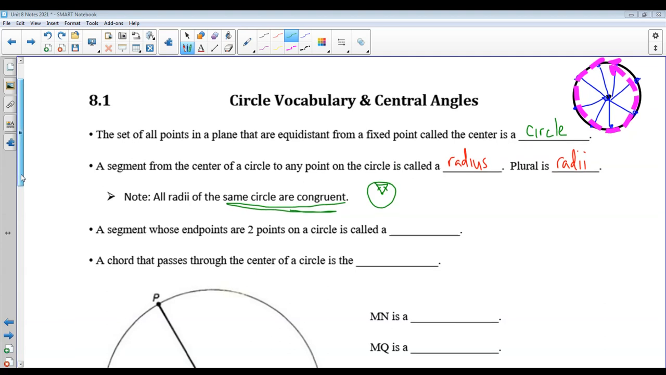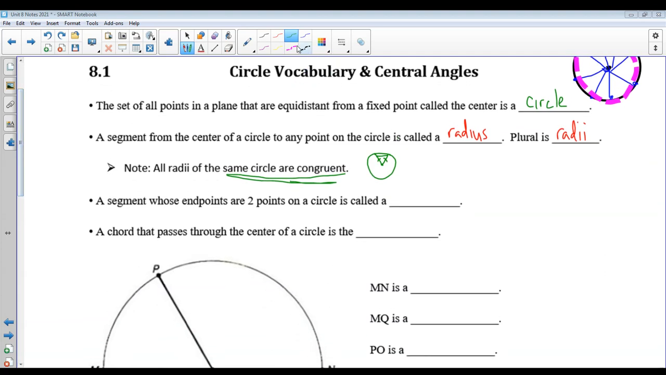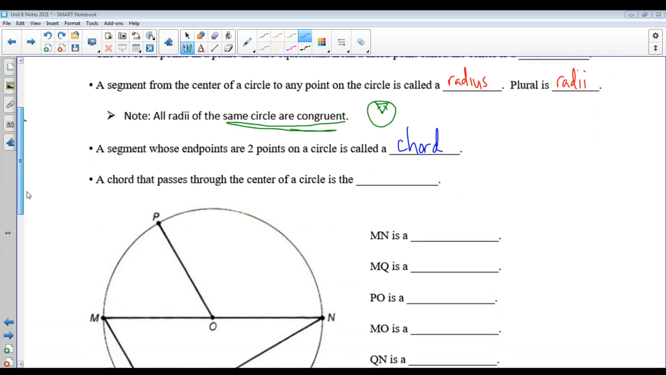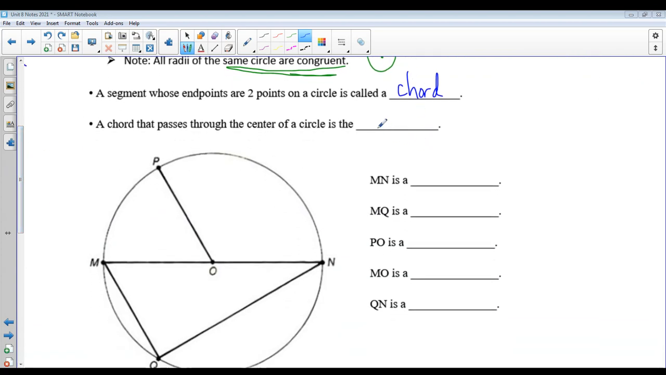Okay, probably a new word. A segment whose endpoints are two points on a circle is called a chord. So if it's a segment that goes from one end to another end on your circle, it's called a chord. And a chord that passes exactly through the center of a circle, we know this one, is called a diameter. So I want you to put a star next to this one. This is going to be an important one that we're going to need to keep in mind throughout this unit.